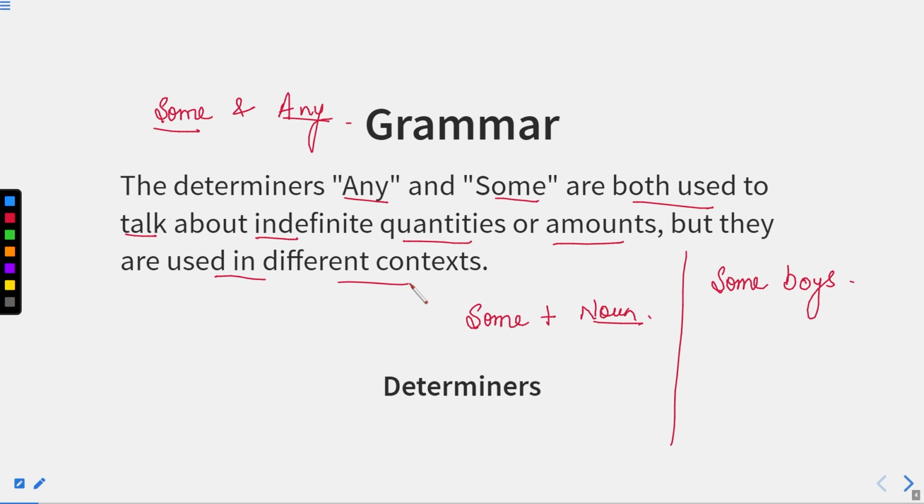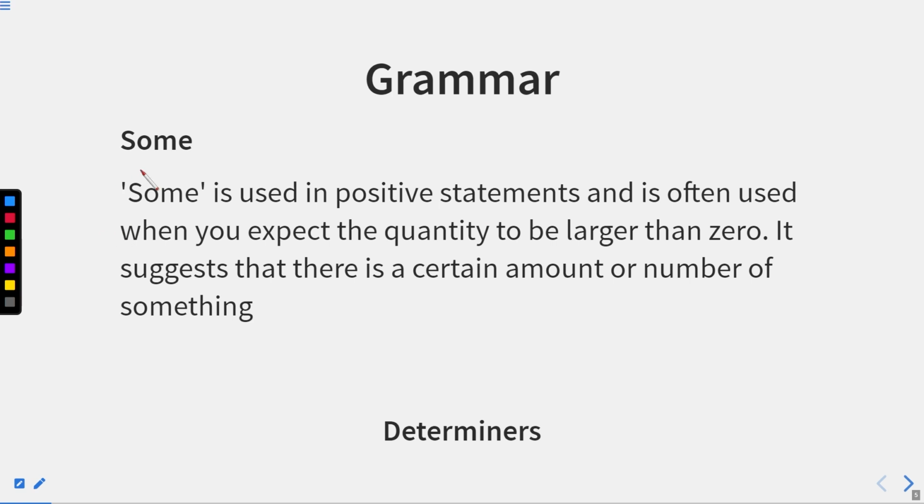Actually both are similar in usage, but the usage of these words differs in their context. How? Some is generally used in positive sense and any in negative sense. So you must keep this in mind, that some is a positive word and any is used in negative sense. Not actually a negative word, but it is used in negative sense. How? Let us elaborate. First of all, we'll discuss some.